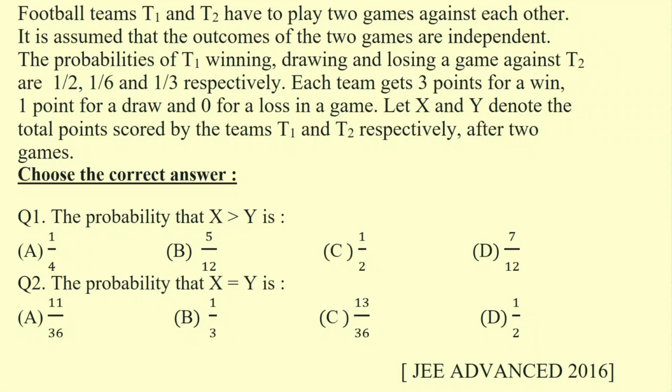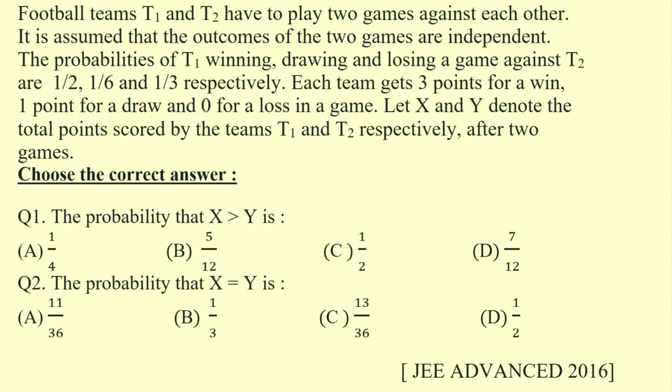Hello students, here's a question from JEE Advanced 2016 on probability, which is a comprehension question saying football teams T1 and T2 have to play two games against each other. It is assumed that the outcomes of the two games are independent of each other. The probabilities of T1 winning, drawing or losing a game against T2 are 1 by 2, 1 by 6 and 1 by 3 respectively. Each team gets 3 points for a win, 1 point for a draw and 0 for a loss in a game.